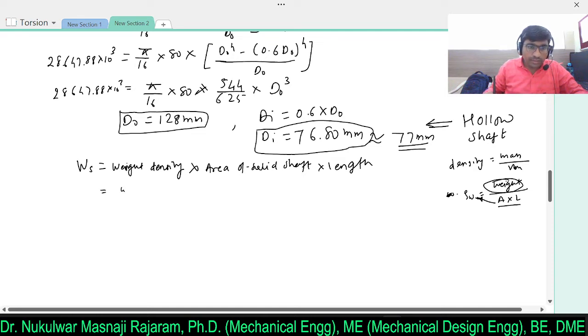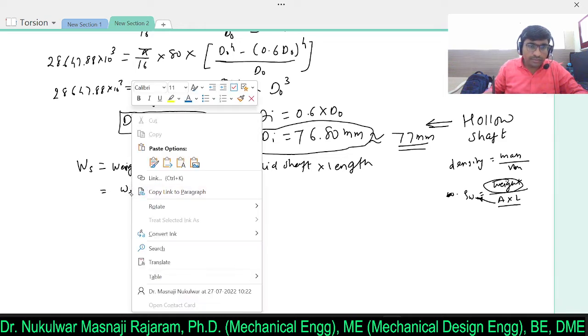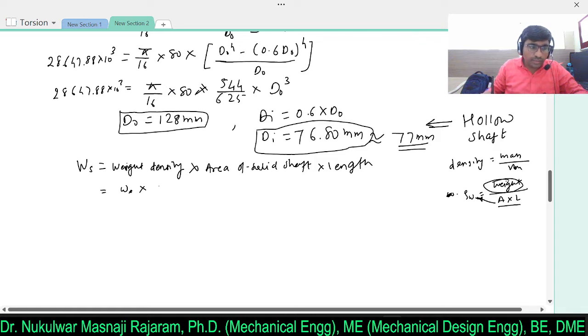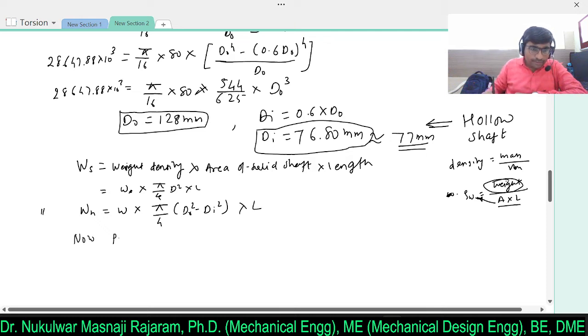So I will write W for the solid shaft, weight density into area of the solid shaft, which is pi by 4 d square into L. Now the same thing similarly for the weight density of the hollow shaft. That will again be equal to the weight density into area of the hollow shaft, which is pi by 4 into do square minus di square, that is outer diameter and inner diameter, into length. Clear?